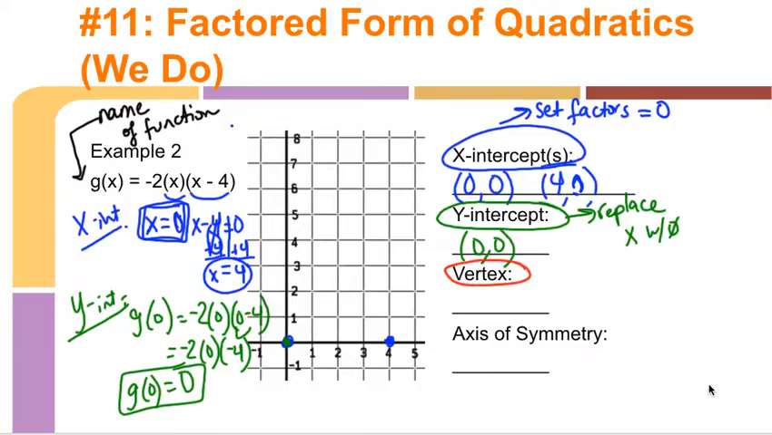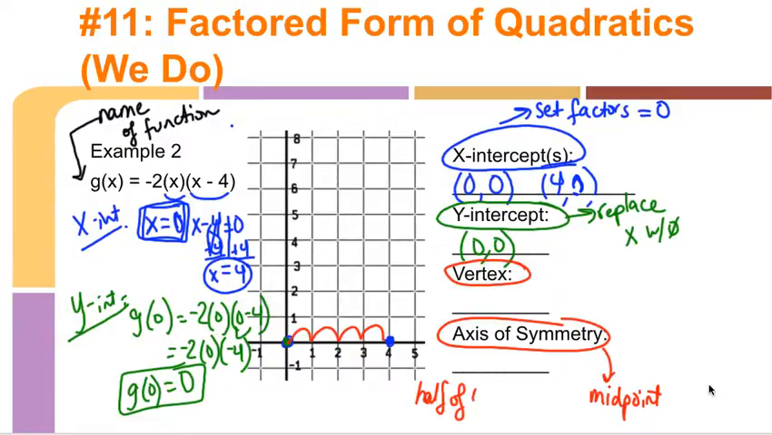For my vertex and my axis of symmetry, I need to find the midpoint. So let me find the midpoint between these two right here. Between these two roots, I've got 1, 2, 3, 4 spaces. If I've got 4 spaces, half of 4 is 2. So 2 spaces, 1, 2. That means my axis of symmetry is going to be on x equals 2.